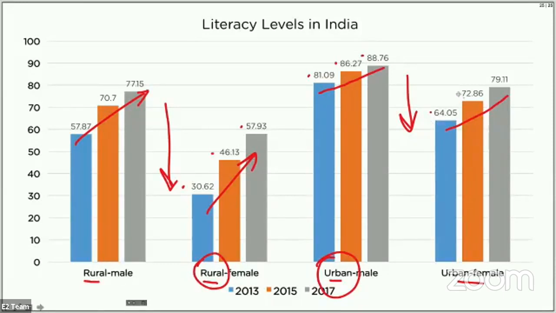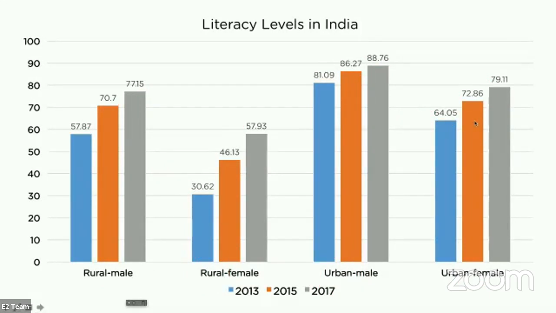64.05 in 2013, 72.86 in 2015, and 79.11 in 2017. So there's a lot of complexity in this graph. You need to wrap your head around it. You need to understand it before you start writing. So we've had a good look at it now. We understand that there's 4 main categories, 3 different years for those 4 categories. We're going to have to make some decisions about what we compare, what data we select, and which ones we compare. We'll get to that in a minute.